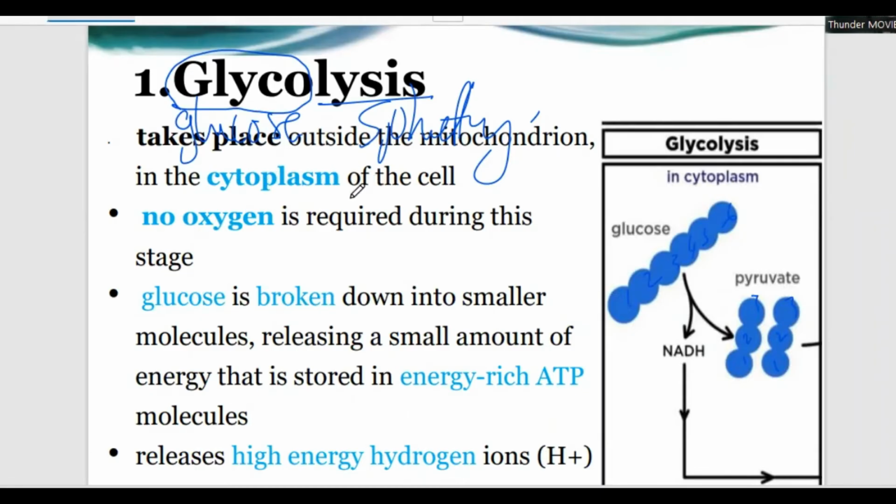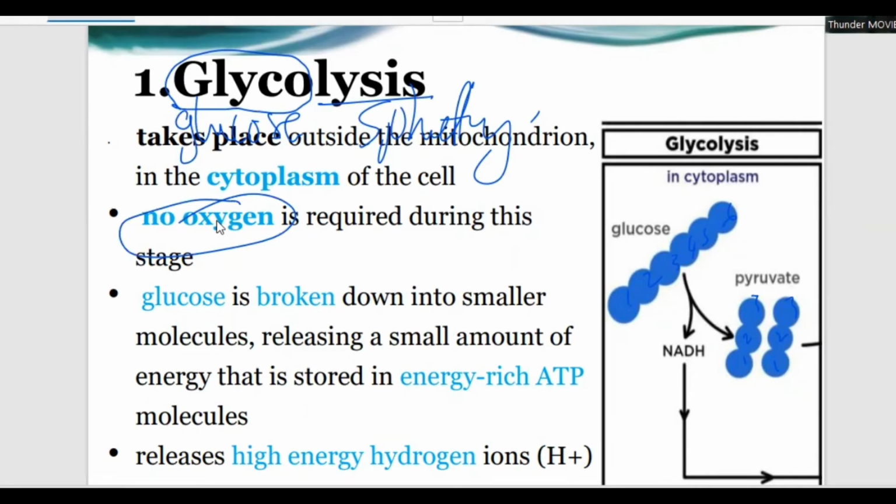We have explained that, and you have to take note that this process occurs in absence of oxygen. So oxygen is not required during this process. This links us to anaerobic respiration, which takes place in absence of oxygen. It means that when it is anaerobic respiration, it cannot undergo the other steps of Krebs cycle and oxidative phosphorylation. Why? Because those 2 phases require oxygen. It is only glycolysis which takes place without oxygen being present.